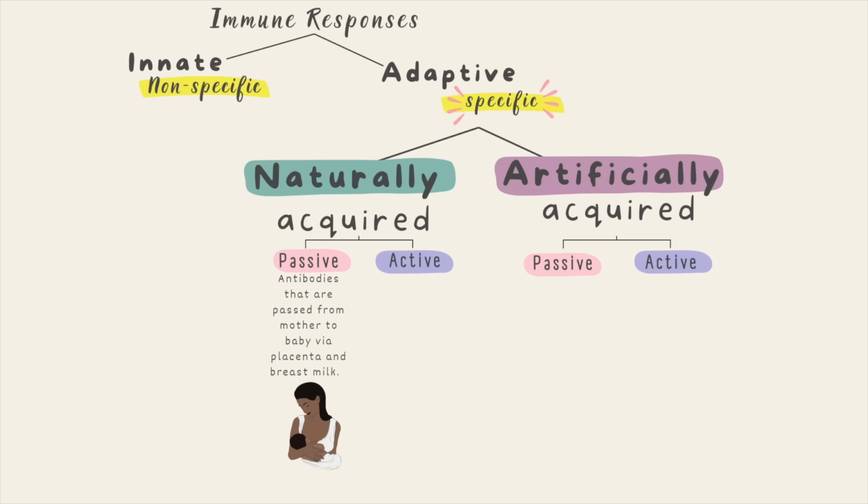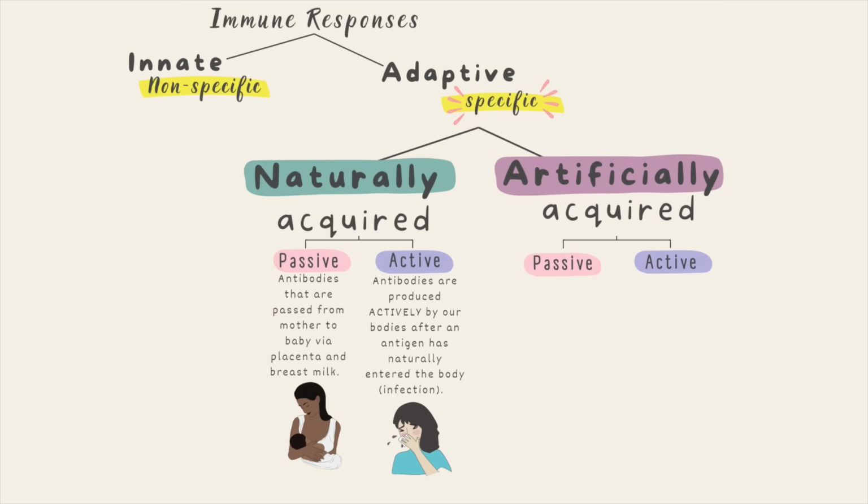So let's take a look at an example of naturally active. These antibodies are produced actively in your body. Your body is working to make them after being exposed to a pathogen in the environment or becoming infected. Let's look at artificially passive. These are preformed antibodies that are introduced into your body. And an example of this is IV immunoglobulins. And we know immunoglobulins are just another word for antibodies.